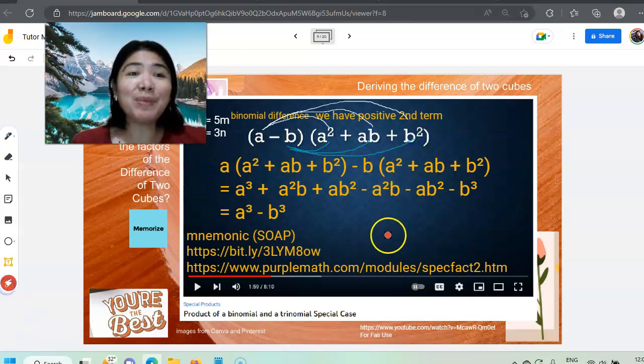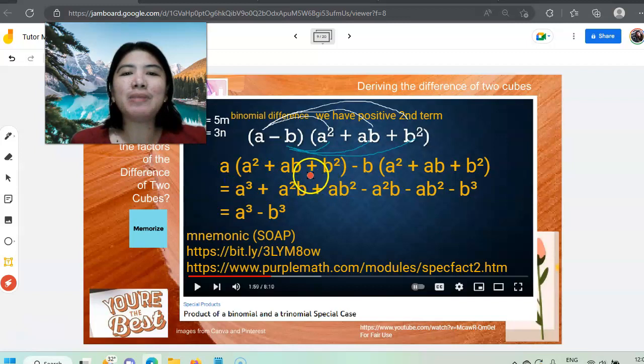Alright, so jam with me. We now have a times a squared. That will be a cubed. And then a times positive ab. Yes, that's positive a squared b. Now a times positive b squared. Yes, that's positive ab squared.